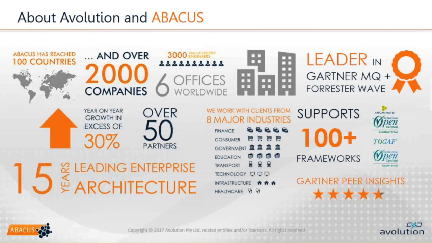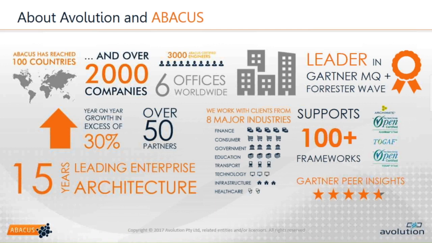Before we get stuck into 5.2, I'll just give a little bit of background about Avolution and ABACUS and where we come from. We are one of the leading enterprise architecture tool providers in the market today. We have reached out to over 2,000 companies in about 100 different countries around the world. We currently have 6 offices globally. I'm actually based at the moment in the Sydney, Australia office, but I also spend a lot of time over in the US, in Northern Virginia. And then we also have offices in Canada, London, Singapore, and Dubai.